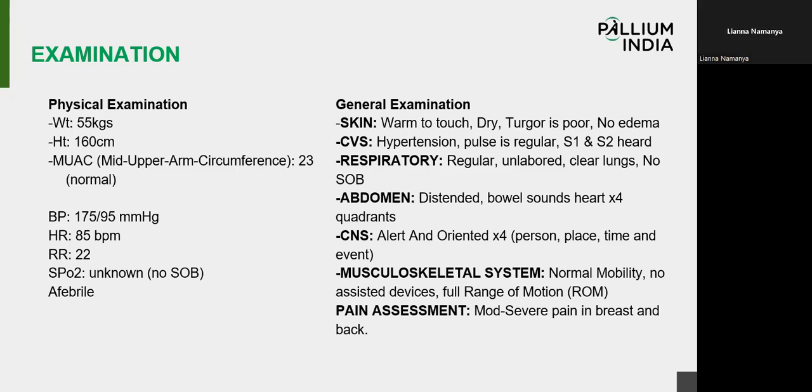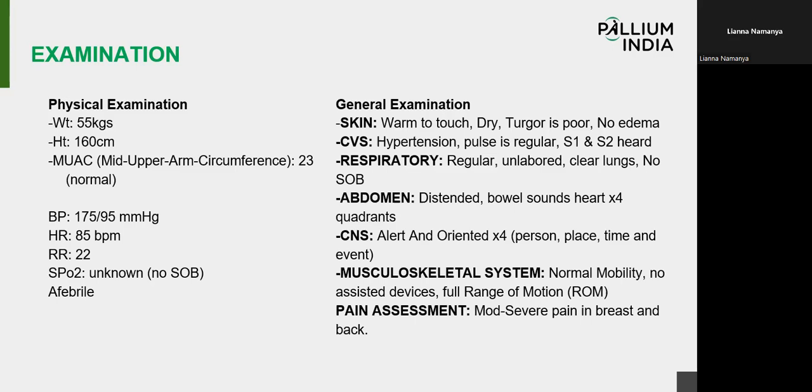Her BP has been running quite high. You can see it's 175/95. That is why we are monitoring if she has hypertension. We were explaining other ways to reduce it. And if it doesn't reduce soon, she will be placed on antihypertensives. Her heart rate's normal, respiration's 22, unknown SpO2, but she doesn't appear to have shortness of breath.